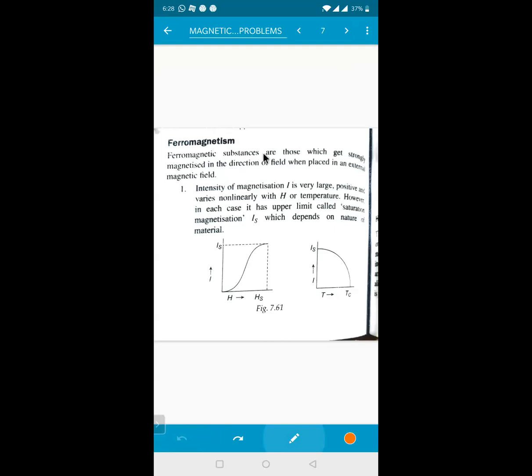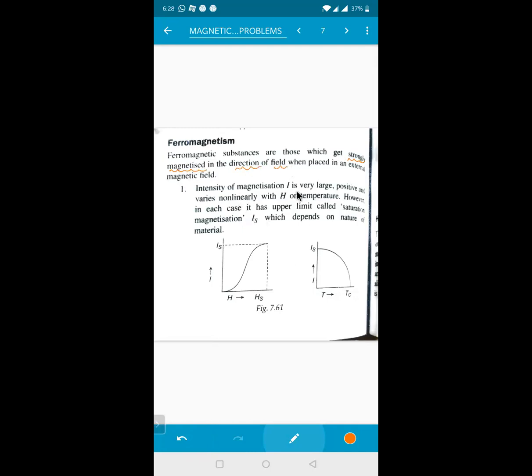Ferromagnetism. Ferromagnetic substances are those which will get strongly magnetized in the direction of the field when they have been placed in an external magnetic field. So they are getting strongly magnetized. They are getting strongly magnetized in the direction of your field.